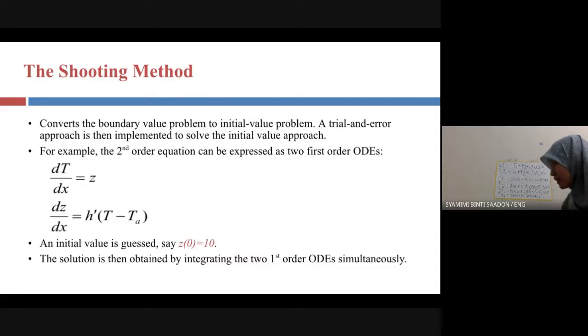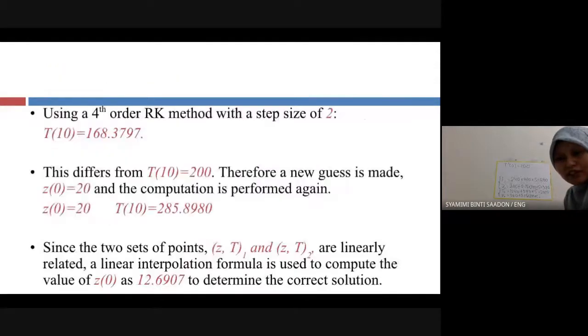So this time around, for example, in the first round we assumed T prime 0 of 200. In the second round, maybe we choose T prime 0 of 100 degrees. Then we do the Euler method again, and then we do interpolation of the values to find the point Z0 that determines the correct solution. So that is the shooting method.